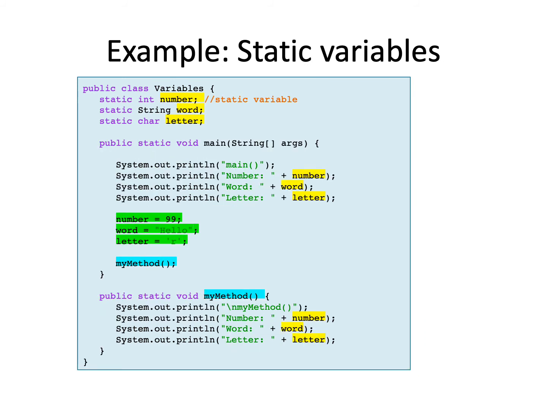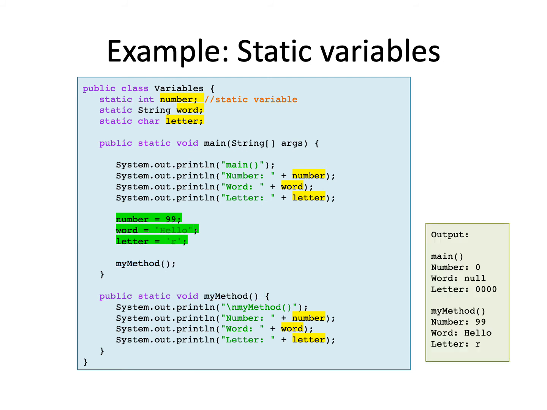Let's remove the local variables and only look at the static variables. In the main method, we first display the number, word, and letter using system.out.println. Then, as highlighted in green, we reassign new values to all the variables where number is equal to 99, word is hello, and letter is R. On the next line, we call my method. What do you think will be displayed within my method? What is the value of number, word, and letter?